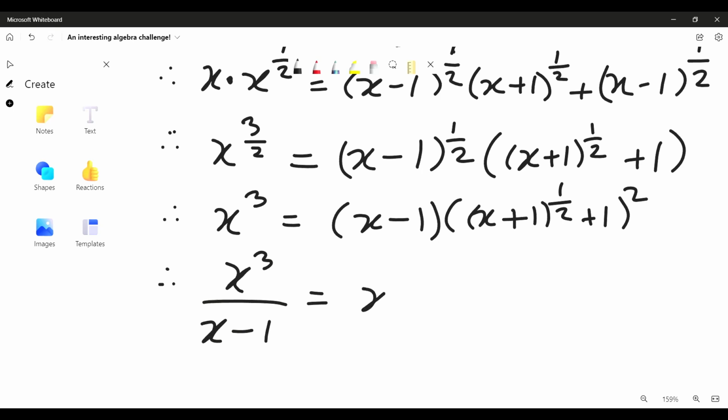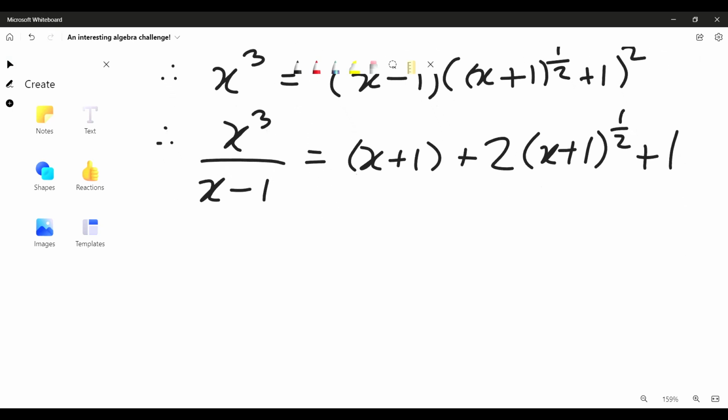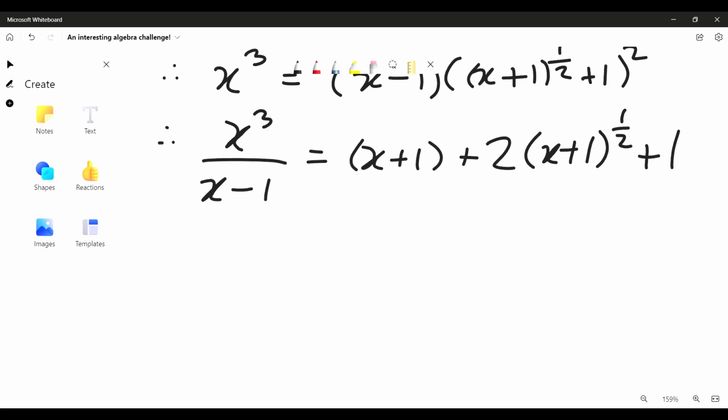So we get x plus 1 to the power half squared, which is x plus 1, and then plus 2 times x plus 1 to the power 1 over 2, plus 1. And already we can see there's only one rational exponent left here, which is the x plus 1 term.